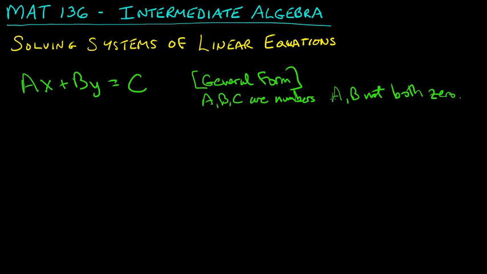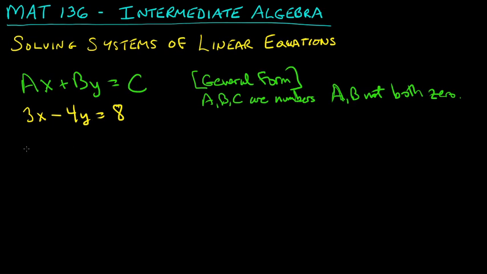Right, and c could be 0, and either a or b could be 0, but not both. A good example of that might be 3x minus 4y equals 8. So a is 3, b is negative 4, and c is 8. This is one example of a linear equation.